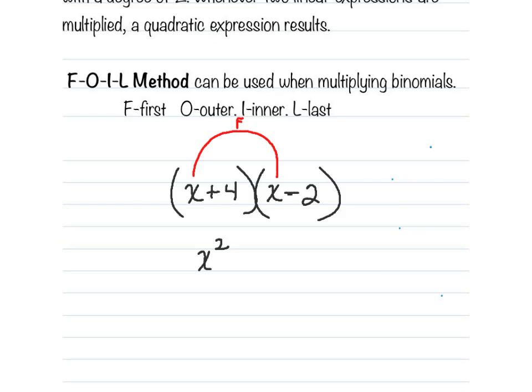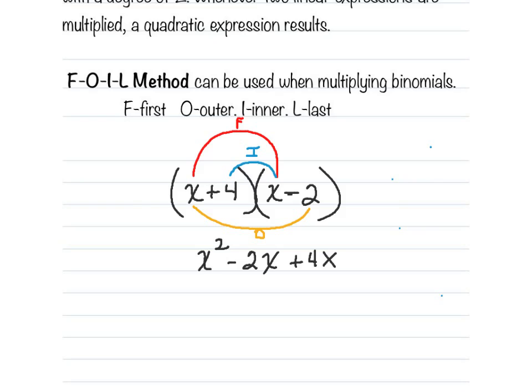Then we will multiply the outer terms. X times negative 2. These are the outer terms. And that would be negative 2x. F-O-I. I stands for the inner terms. The inner terms here are 4 times x. That would be positive 4x.